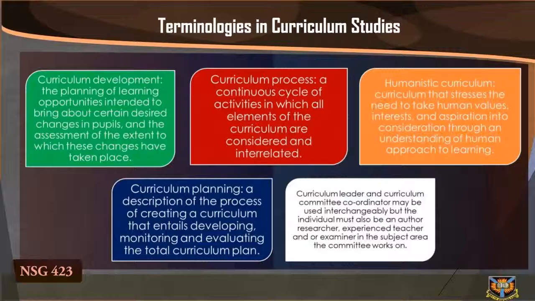Curriculum process: a continuous cycle of activities in which all elements of the curriculum are considered and interrelated. Humanistic curriculum: curriculum that stresses the need to take human values, interest, and aspiration into consideration through an understanding of the human approach to learning. Curriculum planning: a description of the process of creating a curriculum that entails developing, monitoring, and evaluating the total curriculum plan.